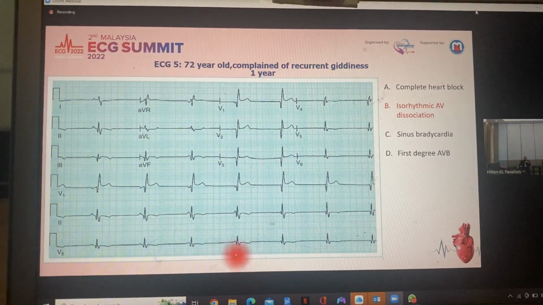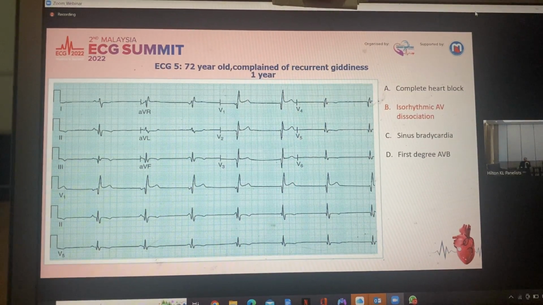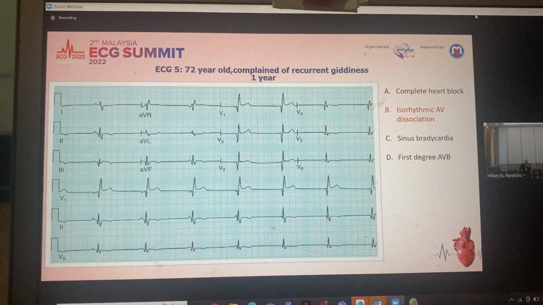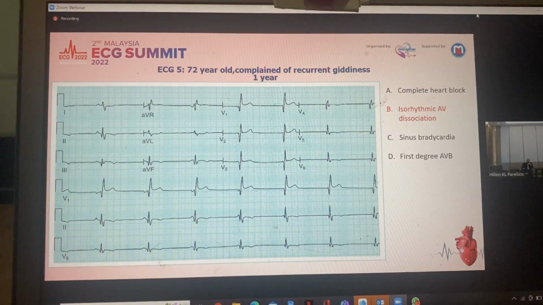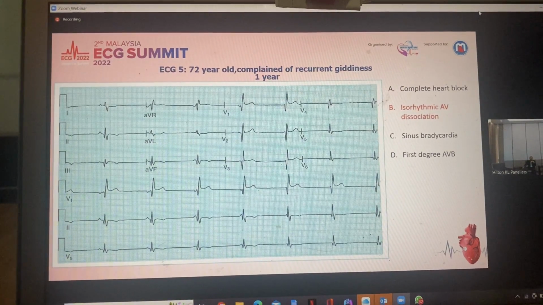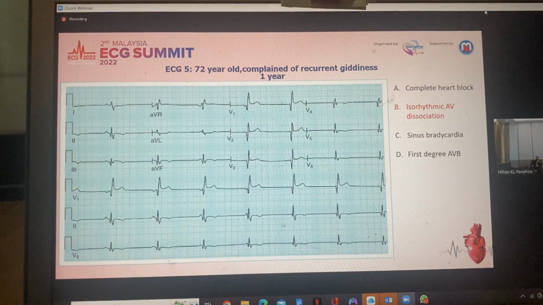This is different from complete heart block. In complete heart block, you can see multiple P waves that are not conducted to the QRS. In this one, one P wave, one QRS, but the P wave is too slow, so the junctional rhythm takes over. So for this ECG, the correct answer will be isorhythmic AV dissociation.